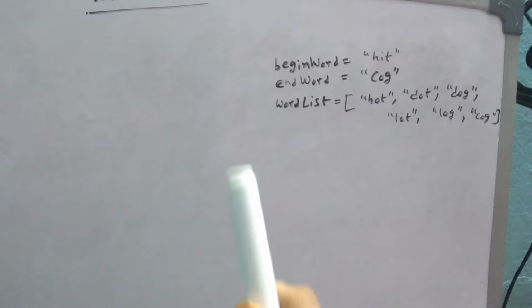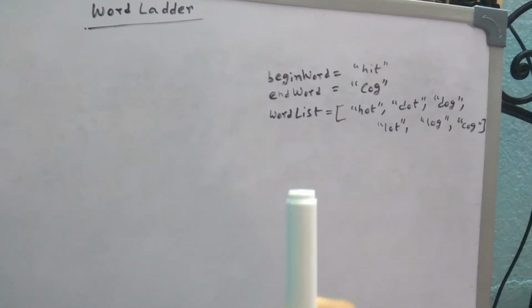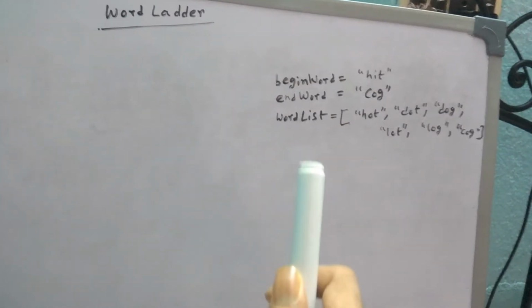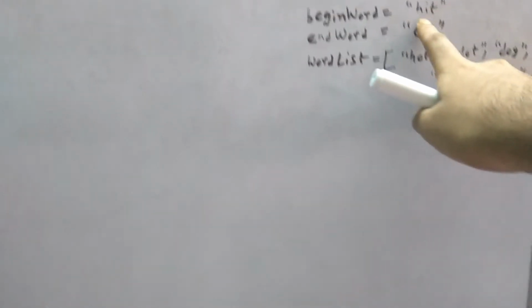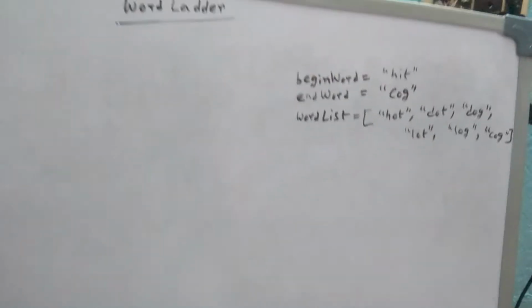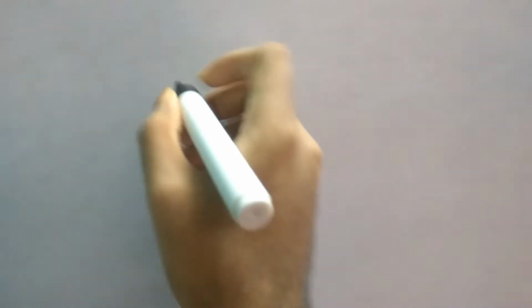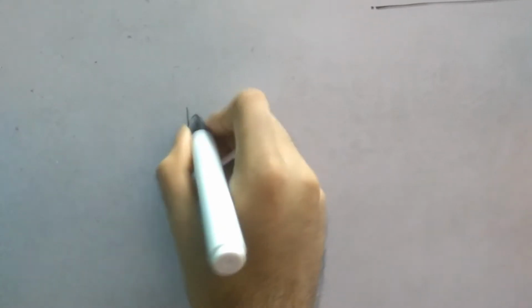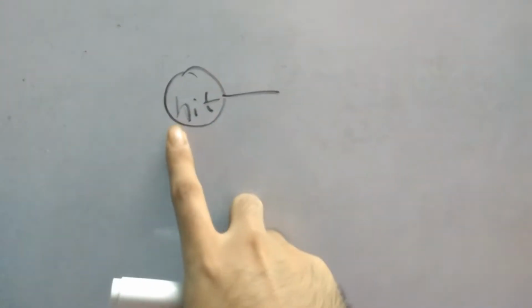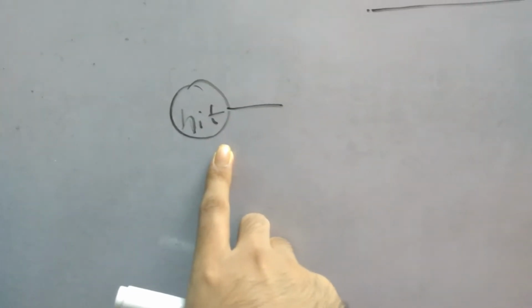Before doing that, you must remember what the single operation allowed is. We can only change one character of these words at a time, and all of these words will be of the same length. Now, first of all, let me write down the initial node of the graph, which is hit. So this is the initial node. After that, from here we can change any one character of this node.